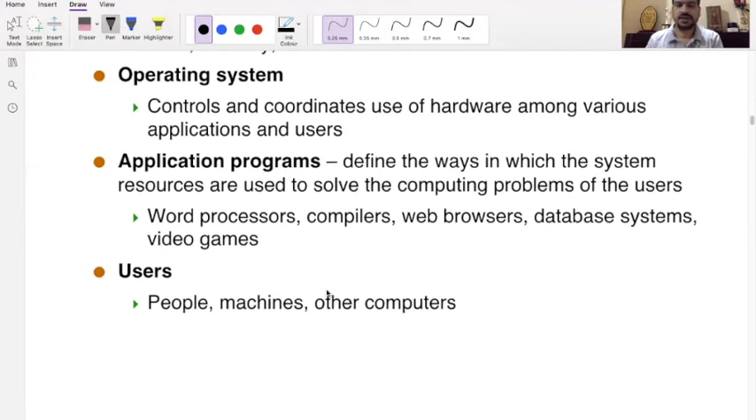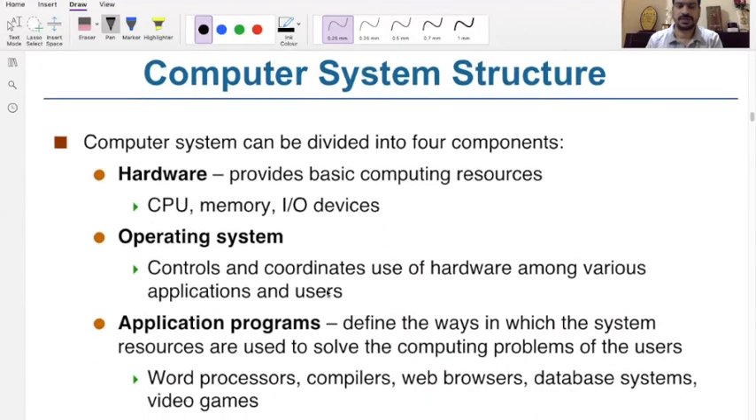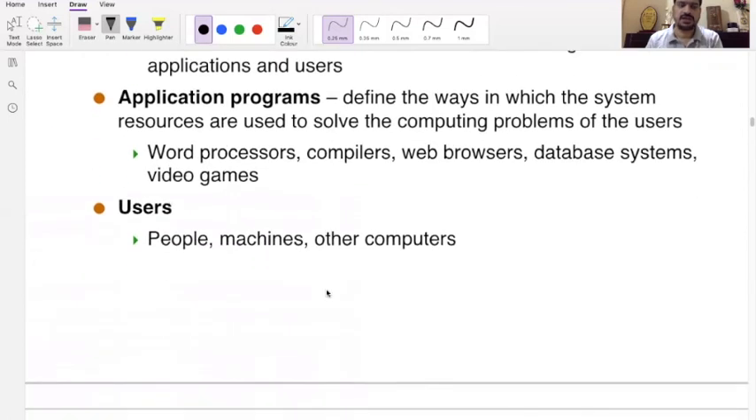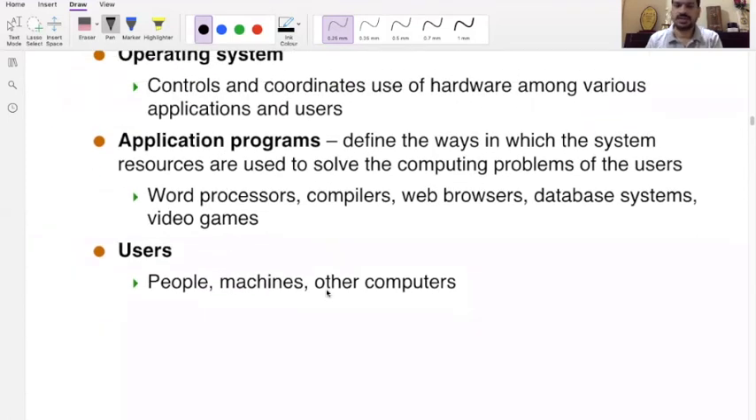The next component, or the next part of the computer system, is the user. Either people are using the computer system, or a machine is using the computer system, or another computer is using the computer system. People is very understandable. What about machines? Different machines we have are using the operating system in order to interact with the application program.